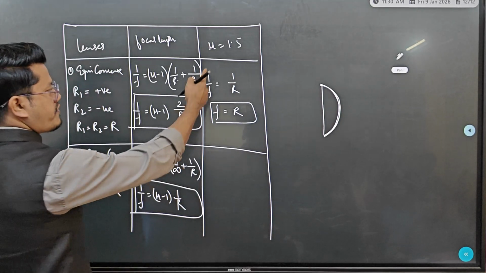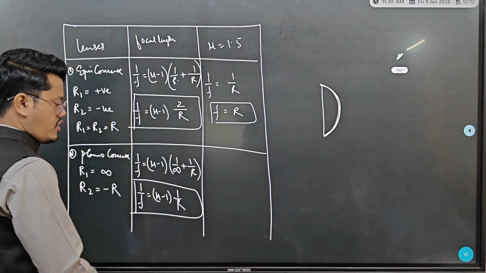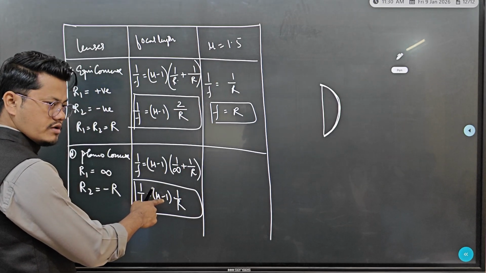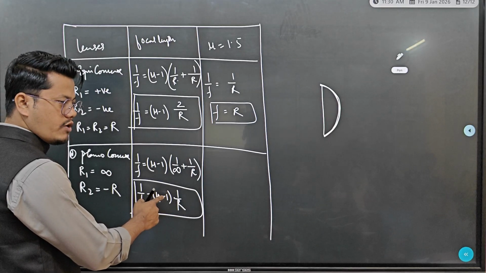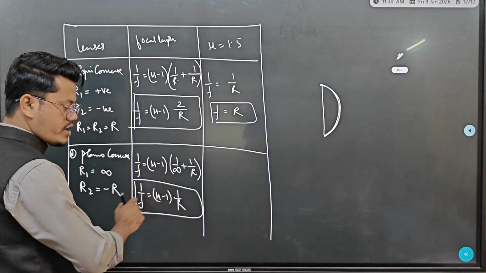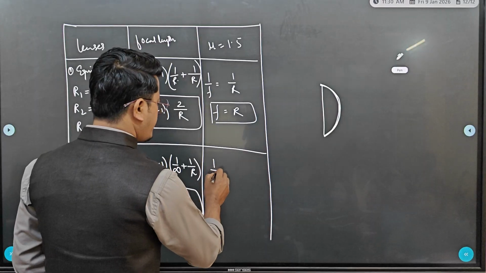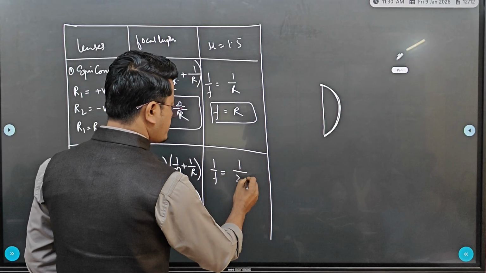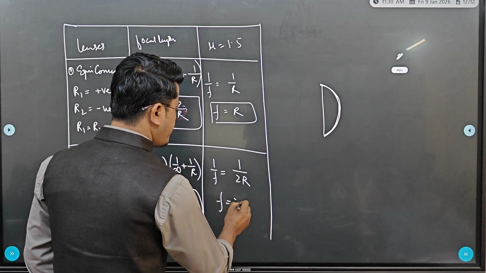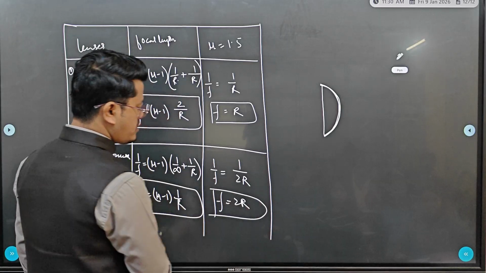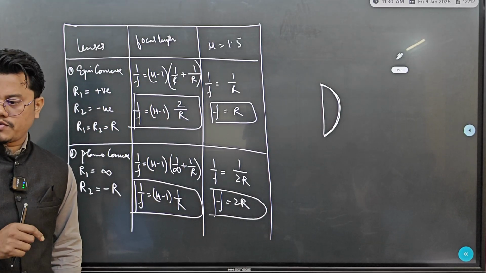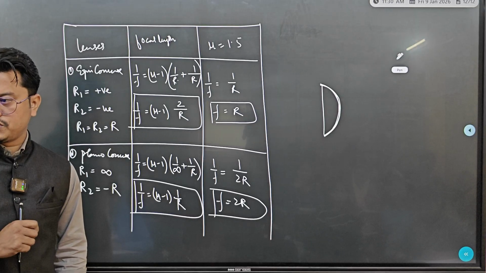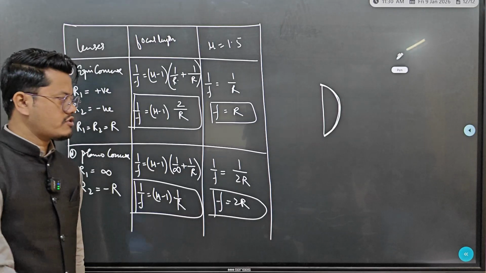Now what will happen if the refractive index is 1.5? 1.5 minus 1 gives you 0.5 and 0.5 is basically 1 by 2. So I'll be getting 1 by twice of R or not? So I'll be getting here 1 by F is 1 by twice of R. It means your focal length becomes twice of the radius of curvature. So for plano-convex, focal length is always equal to 2 times the radius of curvature. I hope you understand. Please go for it.